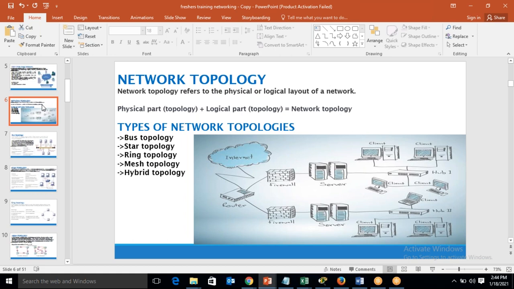The combination of the physical part and the logical part is called the network topology, where the physical part deals with the hardware parts. That is, for one network, the different hardware parts that are required are specified in the physical part of the topology. Whereas in the logical part, the details about the protocols or the software, basically the different things we use as software and protocols, will be specified in the logical part of the topology. Okay. And there are some examples of topologies.